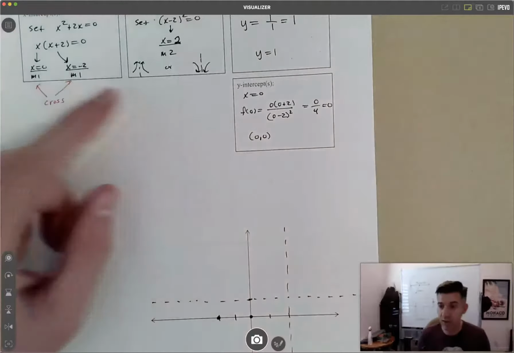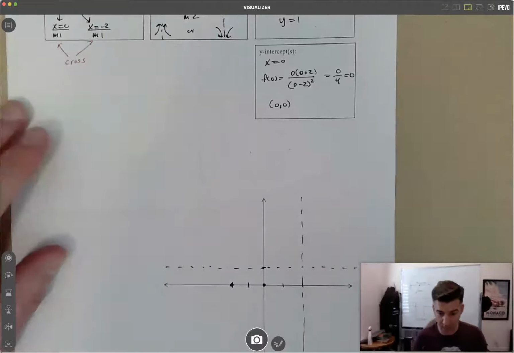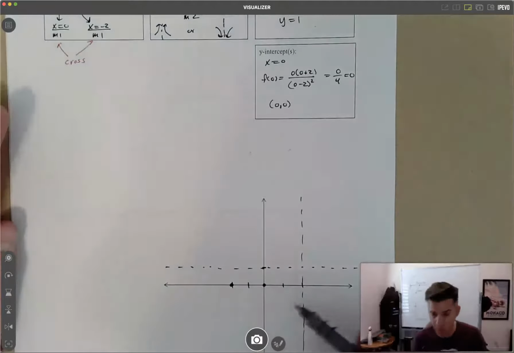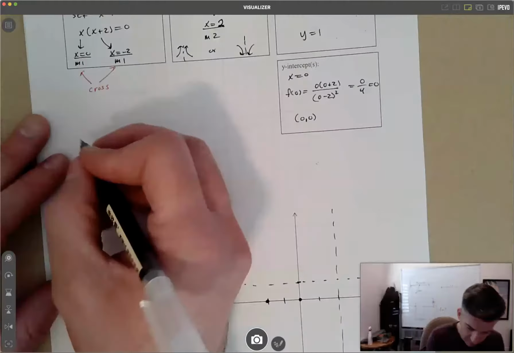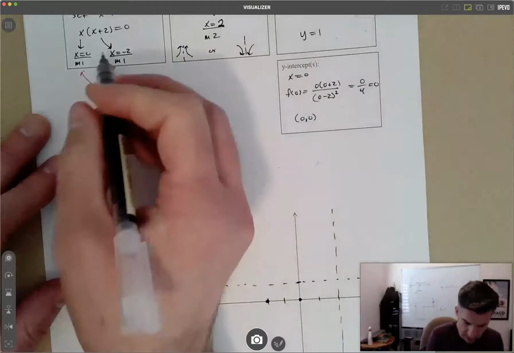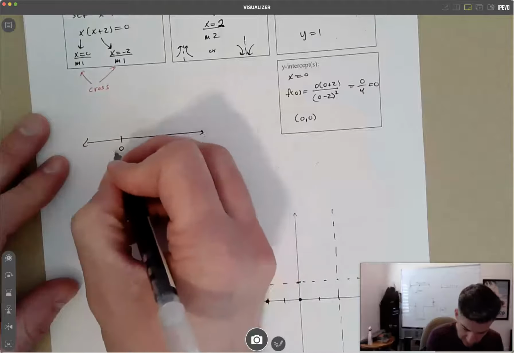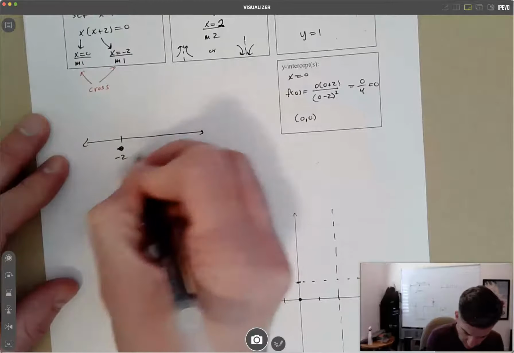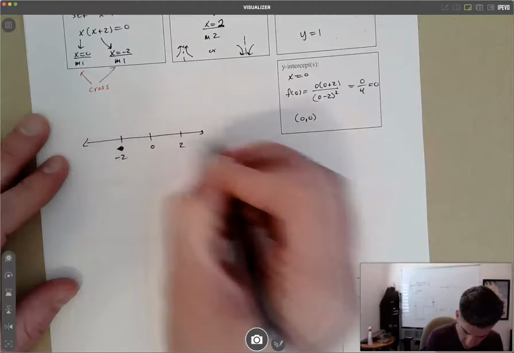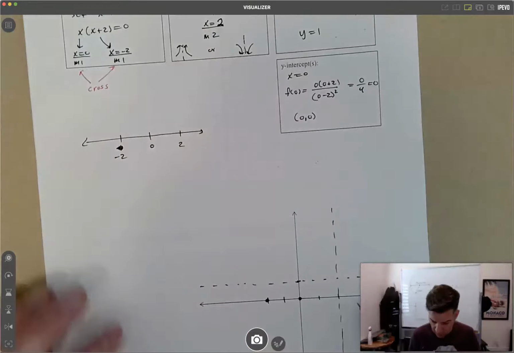This might be a good time for a sign chart because although we have all these points, we don't really know which way it's going. Or you could pick more points. So we make a sign chart that has the x-intercepts and the vertical asymptote. Basically, all the places where the sign could change. Let's just see what's happening over here to the right of 2.